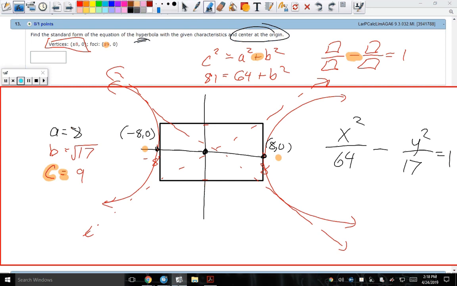No, that's a common mistake. Don't put the square root here, because the equation's not over b, it's over b squared. That's why the square root gets squared and it goes away. Perfect.